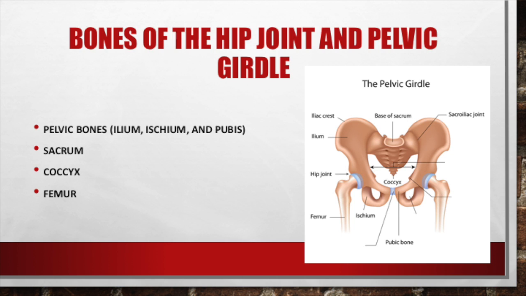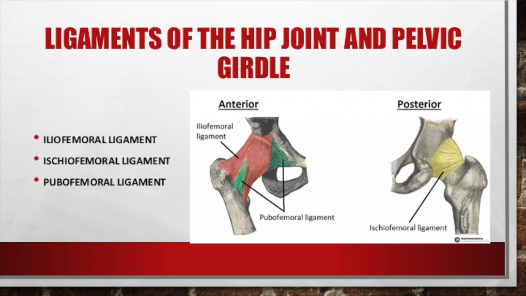Bones of the hip joint and pelvic girdle include the pelvic bones, which are the ilium, ischium, and pubis, the sacrum, the coccyx, and the femur. Ligaments of the hip joint and pelvic girdle include the iliofemoral ligament, the ischiofemoral ligament, and the pubofemoral ligament.